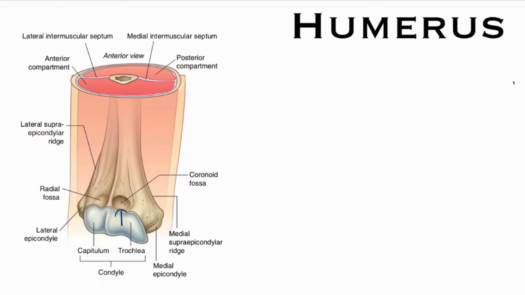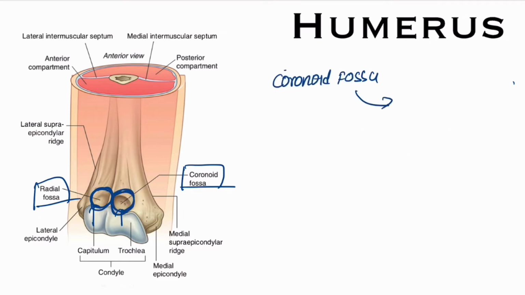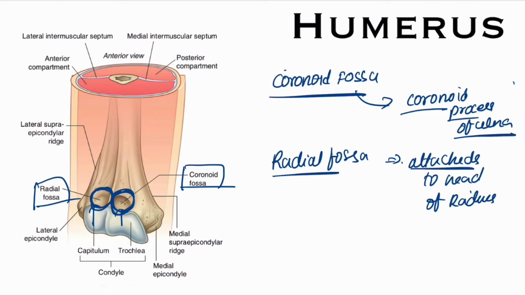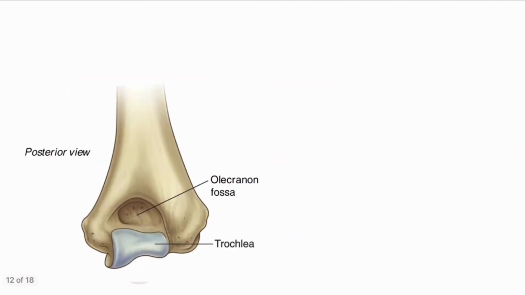Above the trochlea, we have the coronoid fossa, and above the capitulum, we have the radial fossa. This is the radial fossa here, and this is the coronoid fossa here. This coronoid fossa attaches to the coronoid process of ulna, and the radial fossa attaches to the head of the radius during the full flexion. And posteriorly we have the olecranon fossa.